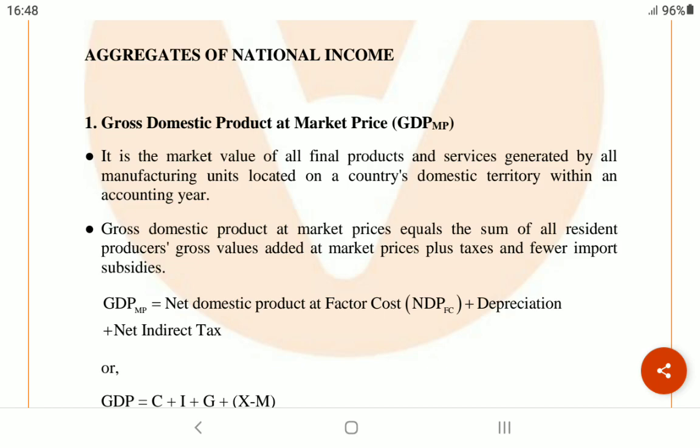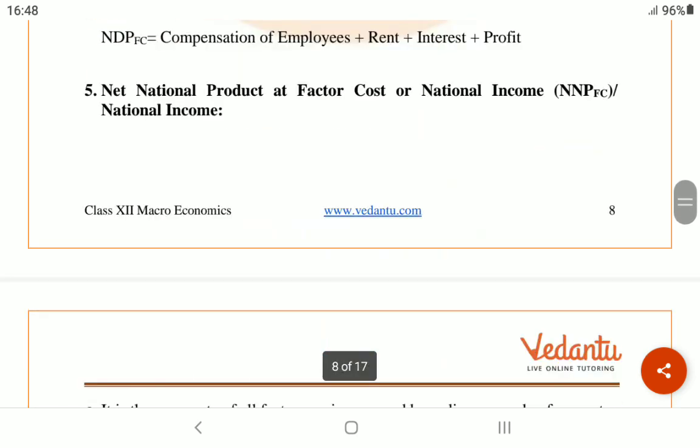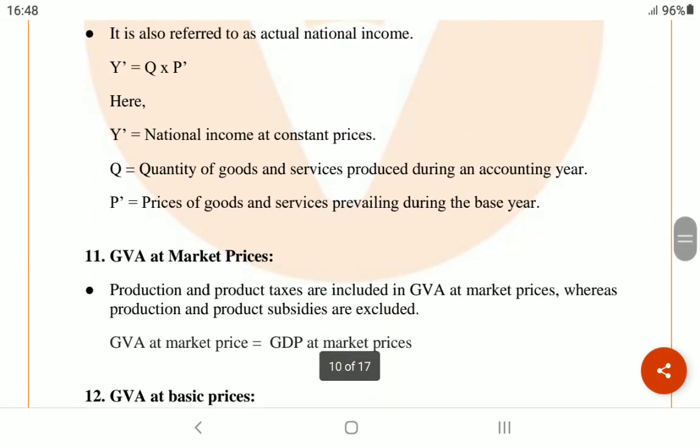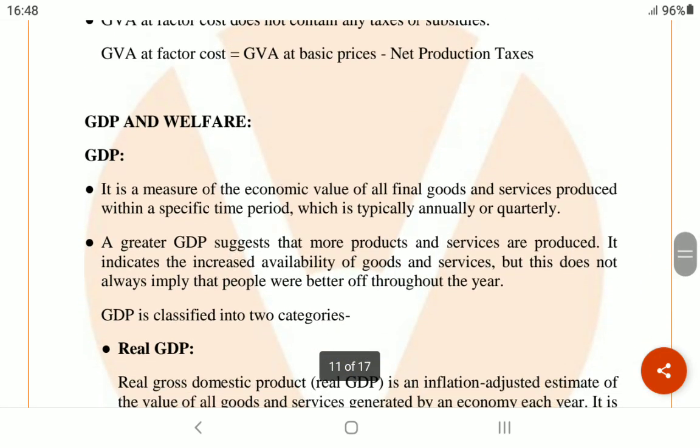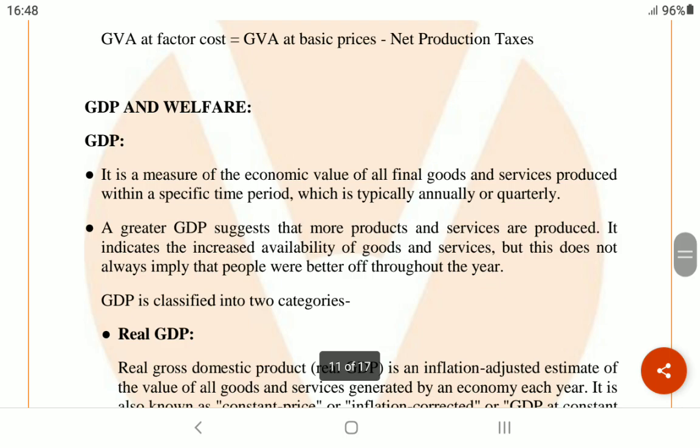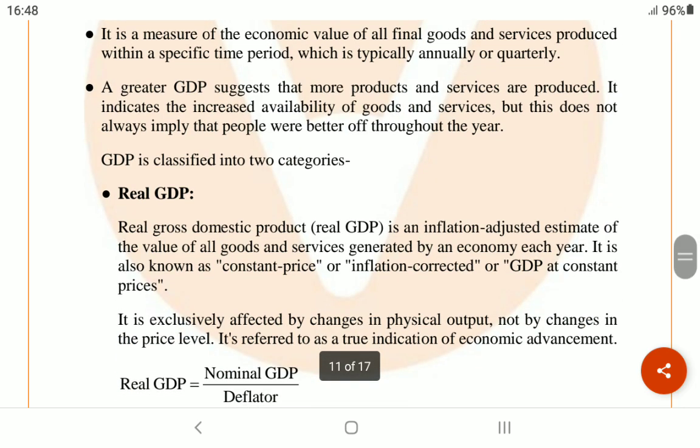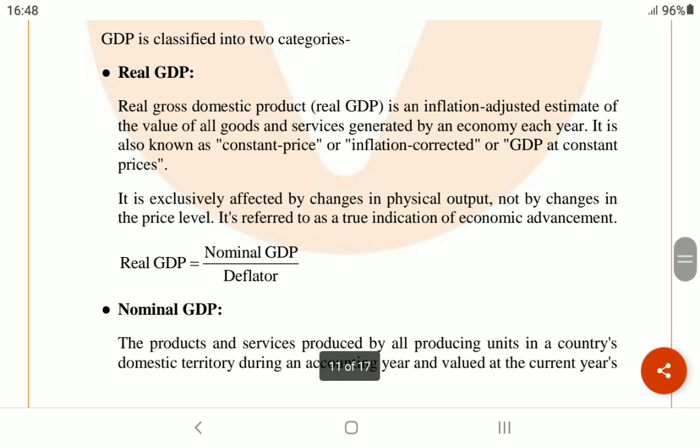Okay, next let us come to the next topic for revision, GDP and welfare. GDP is the measurement of the economic value of all the goods and services produced within a specific time period, which is typically annually or quarterly. So GDP is also an important question. It may be asked for 1 mark.